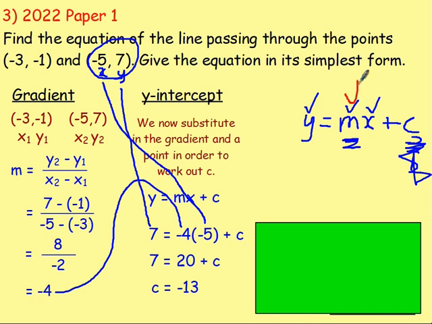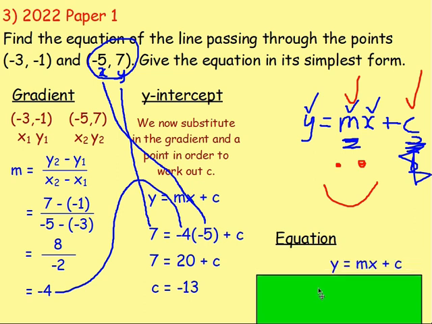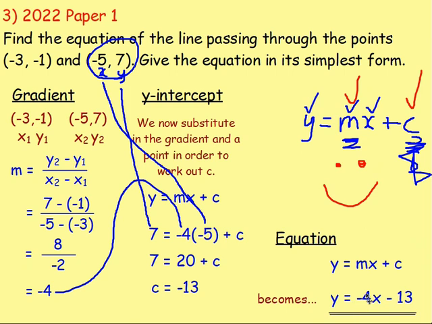Once you know the gradient and the y-intercept, you can put a big smile on that face because you've pretty much got your answer. All you've got to do next is rewrite y equals mx plus c, replacing the gradient with negative 4 and c with negative 13. You can always write plus negative 13 if you like, but when you add a negative, really you subtract. So it's probably best just writing take away 13 there. So y equals negative 4x, take away 13. Woo! And that's the answer. High five.